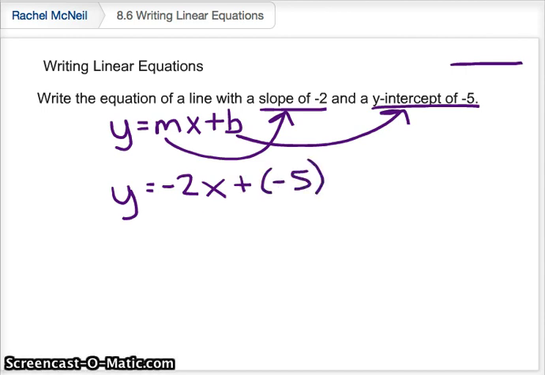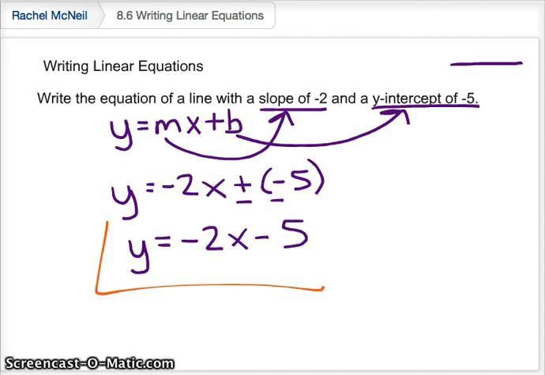Now I would rewrite this equation to get rid of this plus and negative, and you might have already done that immediately on your paper. But we'll get a final answer of y equals -2x minus 5, and we've successfully written a linear equation with a slope of -2 and a y-intercept of -5.